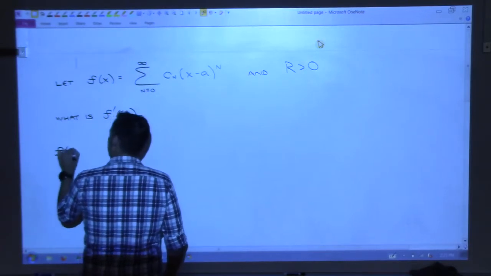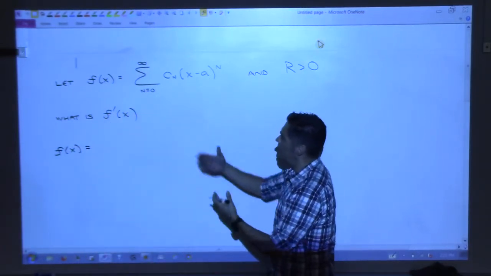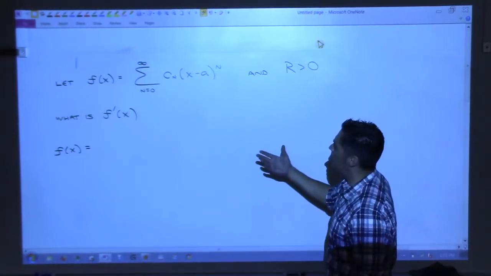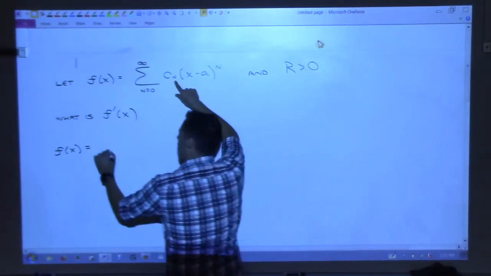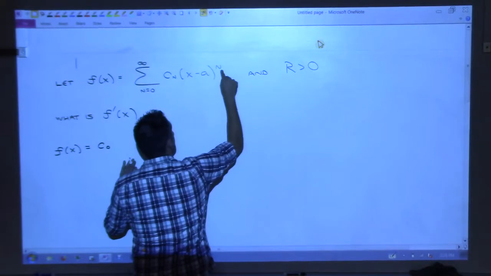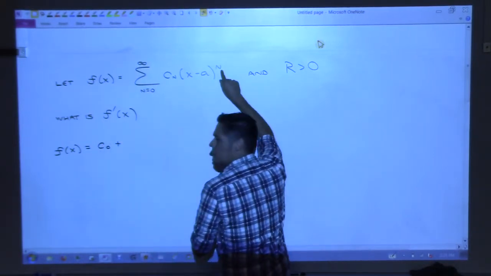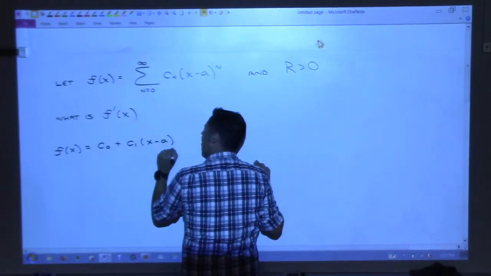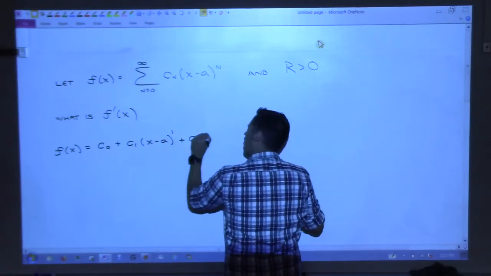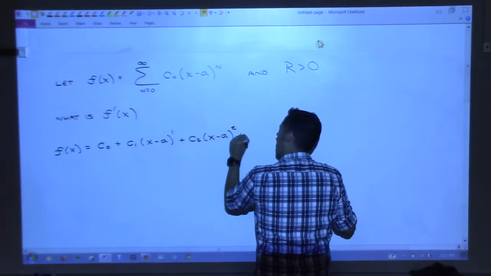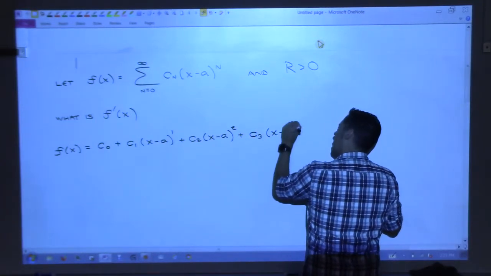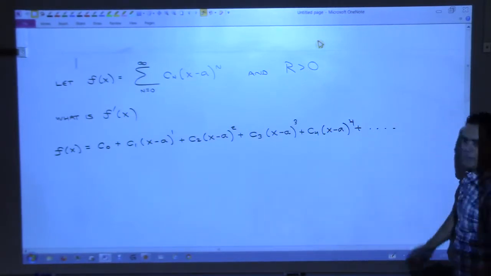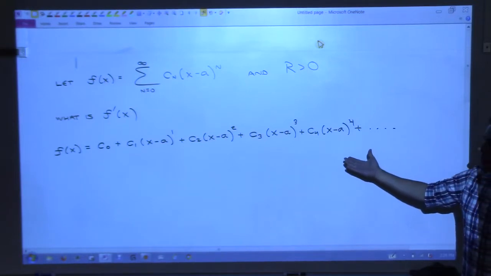So let's write out what f of x is. I want you to actually start plugging in n is 0, n is 1, n is 2, n is 3, and let's see what would happen. If n is 0, what do we get? C sub 0 times something to the 0 is 1. So just C sub 0, right? Next one. C sub 1, x minus a to the 1, plus c sub 2, x minus a squared, plus c sub 3, x minus a cubed. We'll go one more. C sub 4, x minus a to the 4th, and plus blah, blah, blah. That's what f is, the original function written out.